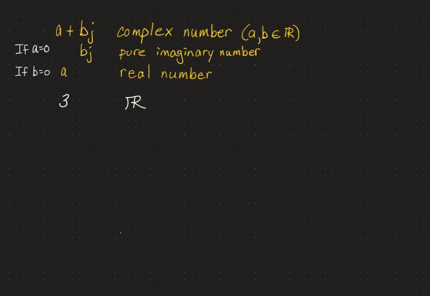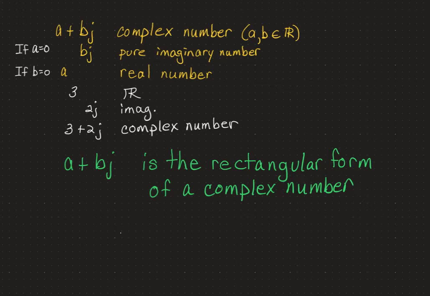That means it is also a complex number. There's just no imaginary part of it. 2j is an imaginary number, sometimes called a pure imaginary number because there is no real part of this complex number. And then finally, something like 3 plus 2j, we usually do label that as a complex number.